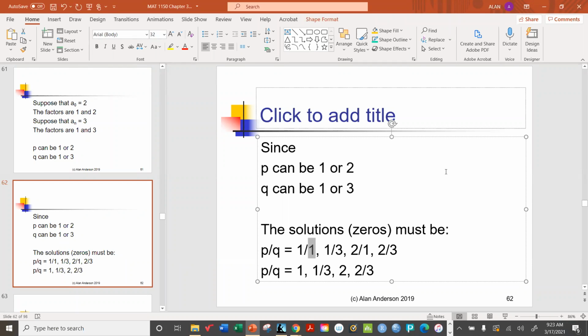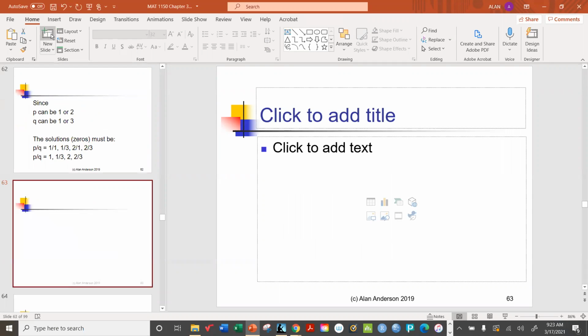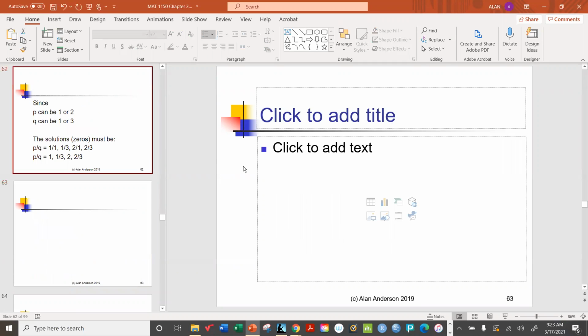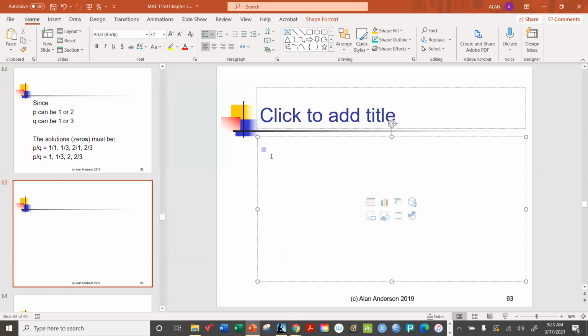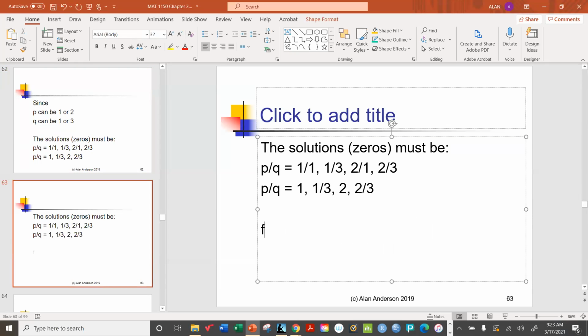Now, if you want to double check, you can plug them back into the original equation, and these numbers will give us 0. Whatever this polynomial is, let me copy these again so you can see them. What this is telling me is that whatever the function is, which we don't know because I just made all this up, f of 1 equals 0, f of 1/3 equals 0, f of 2 equals 0, and f of 2/3 equals 0. That's what it means for them to be solutions.